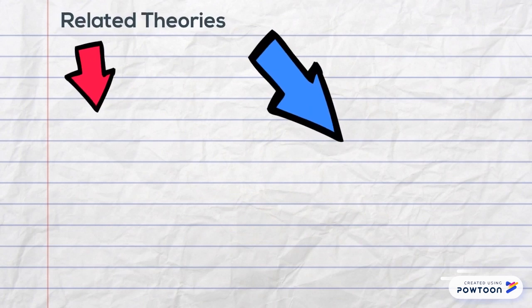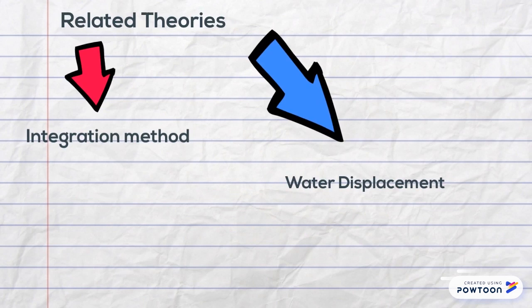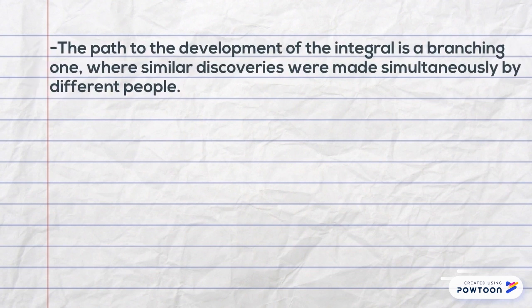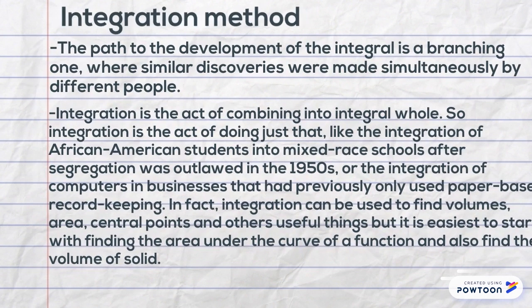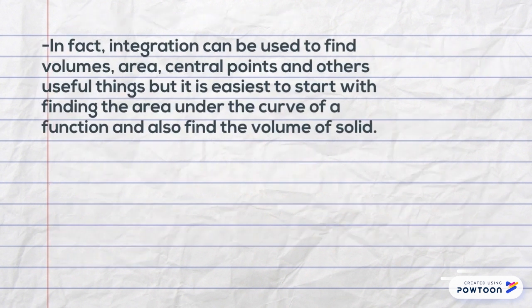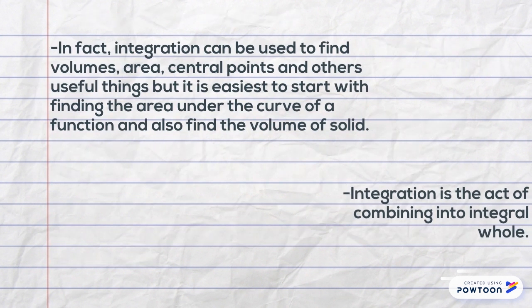The path to the development of integration is a bridging one, where similar discoveries were made simultaneously by different people. This technique was first founded by Cavalieri, an Italian mathematician, around the year 1635, and he was made a professor of mathematics at Bologna in the year 1629. The history of the technique that is currently known as integration began with attempts to find the area underneath curves. Integration is the act of combining into an integral.